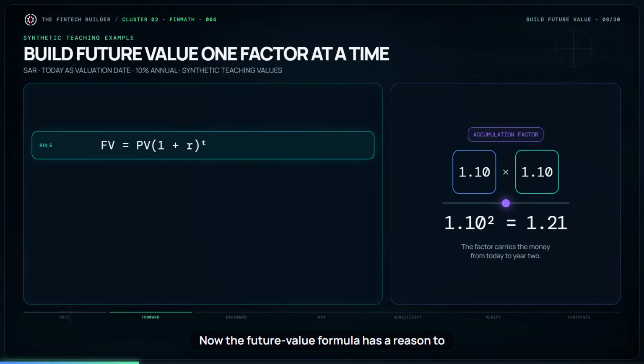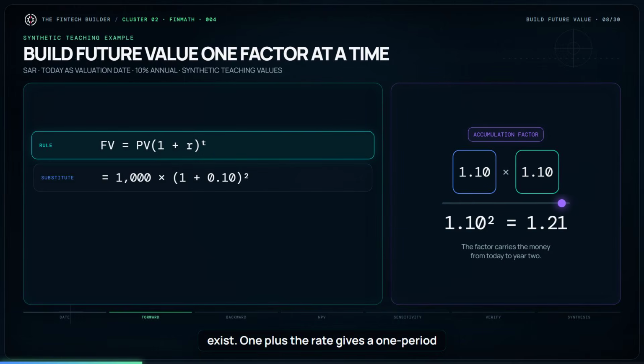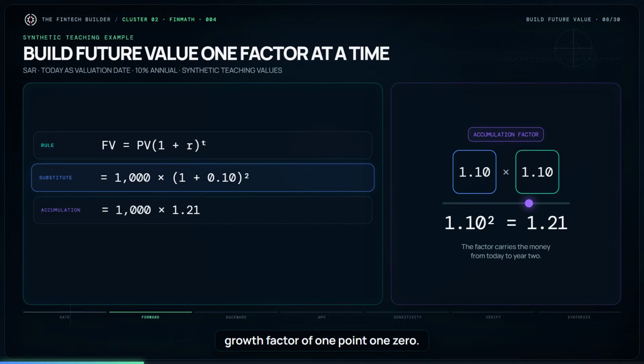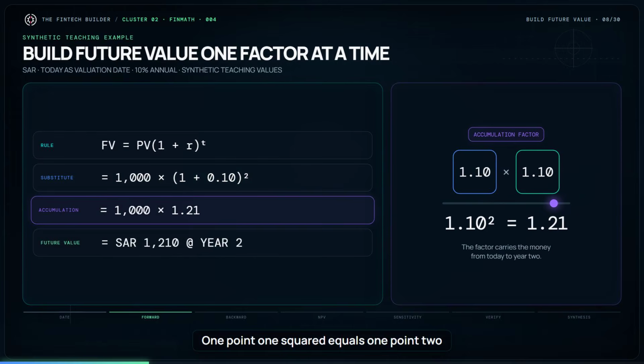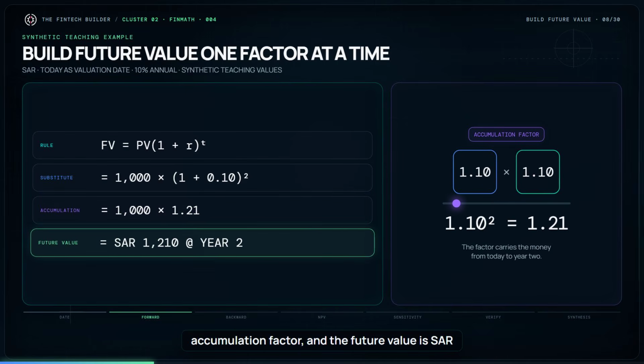Now the future value formula has a reason to exist. 1 plus the rate gives a one-period growth factor of 1.10. 2 years means that factor is applied twice. 1.1 squared equals 1.21. Multiply the present value, SAR 1000, by the accumulation factor, and the future value is SAR 1210 at year 2.